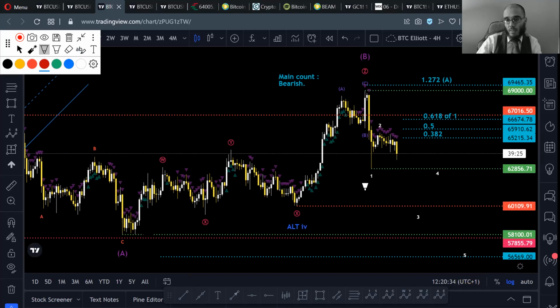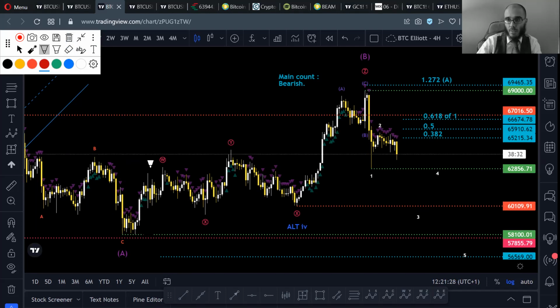Now with the latest development that just happened, it looks like wave 1 and 2 might be over, and that we are in the process of accomplishing wave 3. Wave 3 should go below 62,856, and it should retest the 60,109 level. It looks like the 0.5 Fibonacci retracement of wave 1 was resistance, which is normal. So we have done what you should do for wave 2, and it is probable that wave 3 has started.